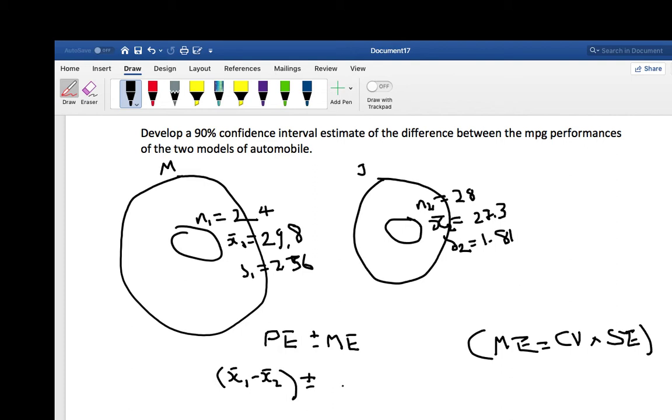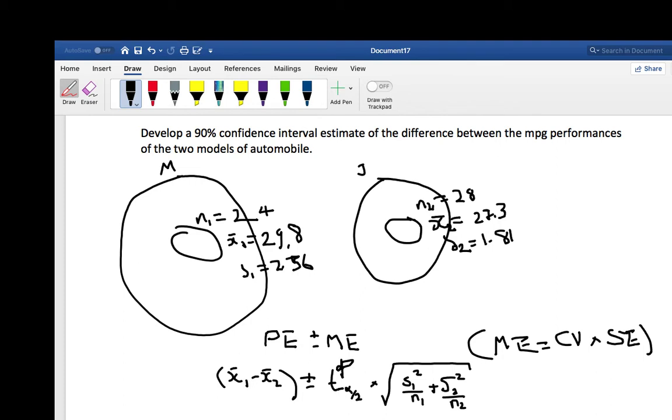The critical value is going to be a t critical value. And for confidence intervals, it's always alpha over 2, since they have two sides. The degrees of freedom are put up here, and we're going to have to calculate that using that Excel formula. Then we multiply that by the standard error. If you remember the standard error from the very first video of this section, it will be the square root of S1 squared over N1 plus S2 squared over N2.